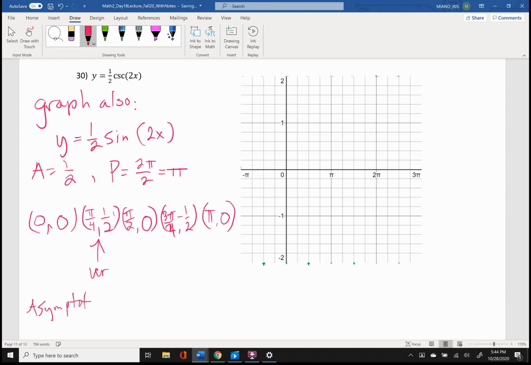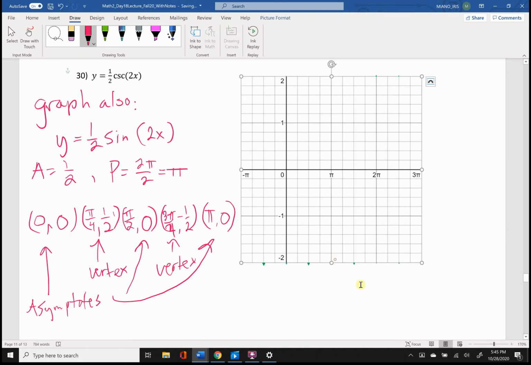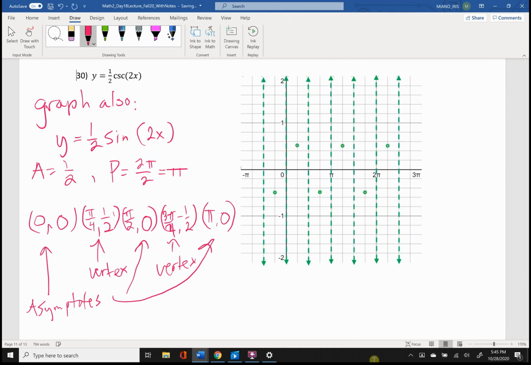Asymptotes are happening here and there and there, and then that'll be a vertex, and this will be another vertex. Okay, so I think we have everything outlined here that we need. So the first step will be plotting the critical points, those 5 points, and then also the asymptotes will be in green dashed lines.